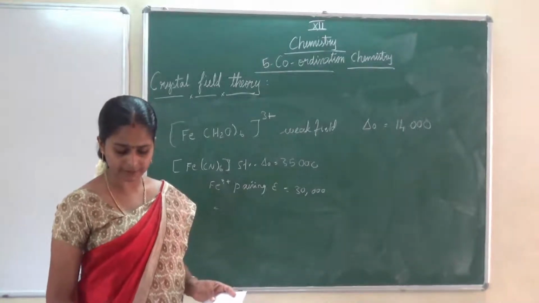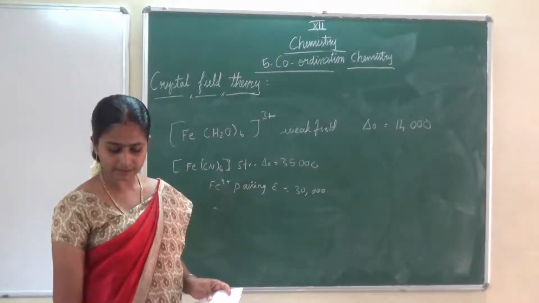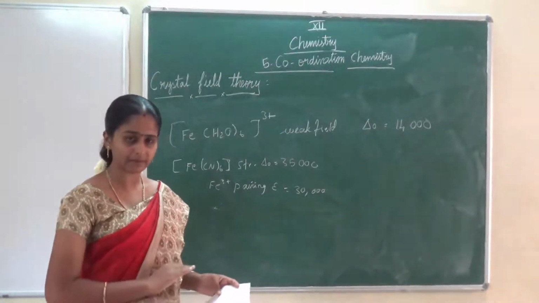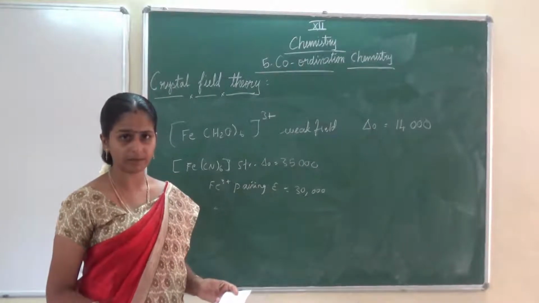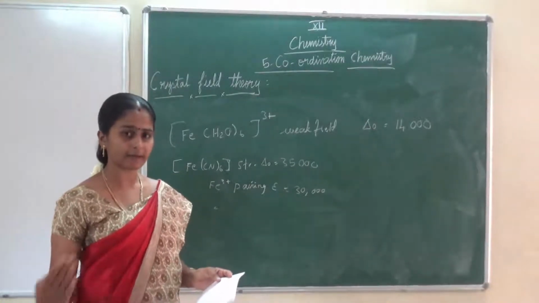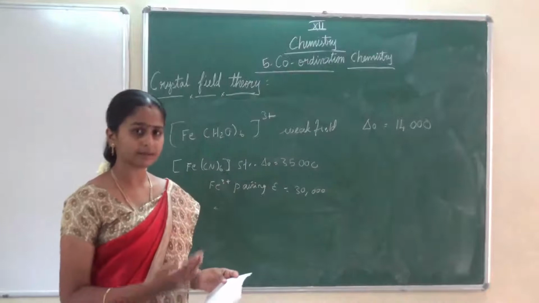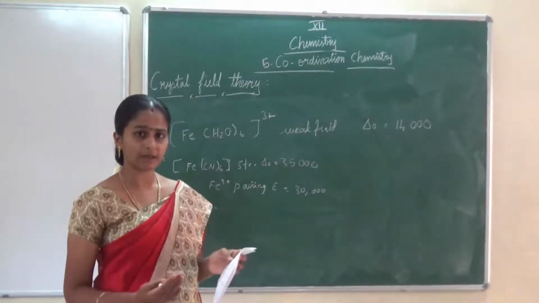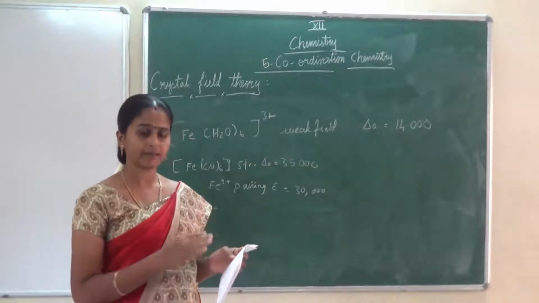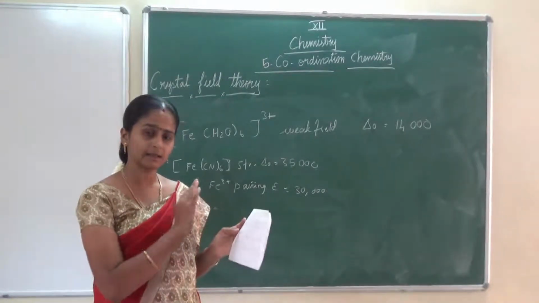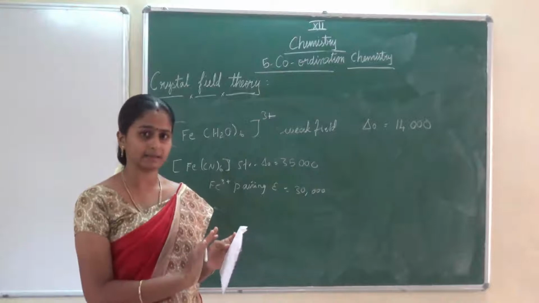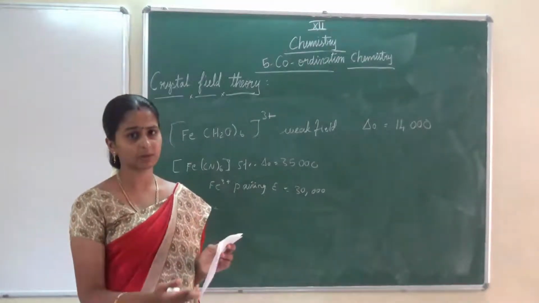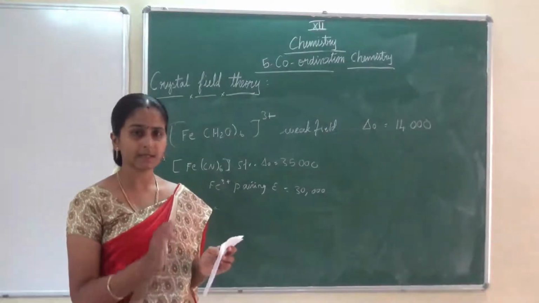Crystal field stabilization energy. The crystal field stabilization energy is defined as the energy difference of the electronic configuration of the ligand field and the isotropic field. Ligand field means after approaching the ligand, what is the electronic configuration of the central atom? If the ligand is a stronger ligand, then it will be paired. If the ligand is a weaker ligand, then the electrons will remain as it is. So it is the difference between the ligand field and the isotropic field. The isotropic field means actual field.